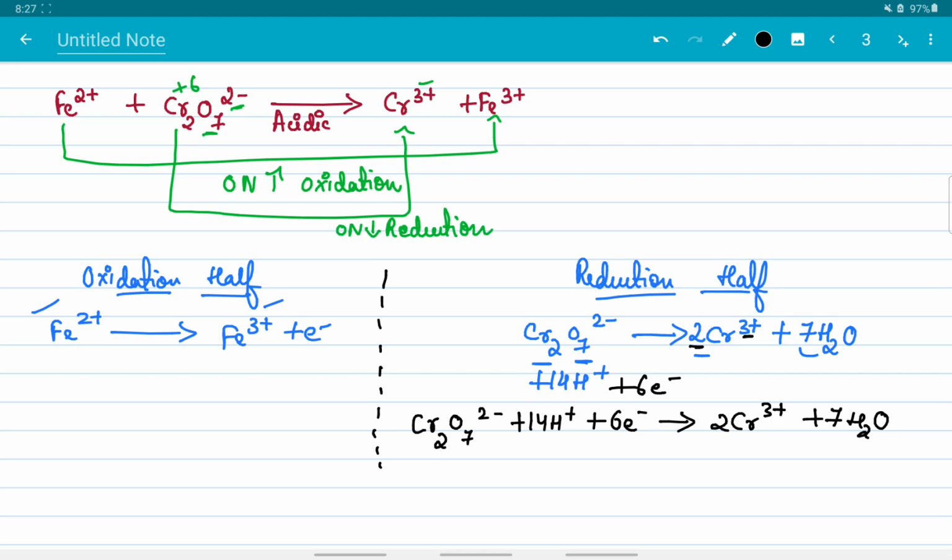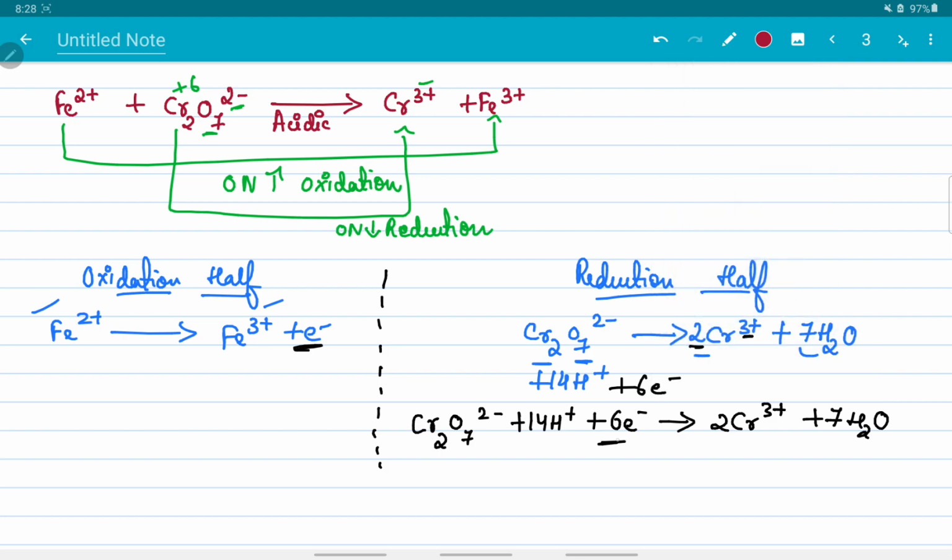Now we are going to add both of them in such a way that the electrons present here and the electrons present here get cancelled. We don't want these electrons in the final equation, so we will balance them so that they cancel. If you know the elimination method in maths, we used to multiply one of the equations in such a way that something gets cancelled. Similarly, we are going to use that same method here in chemistry.